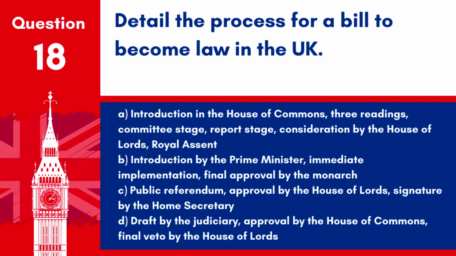Question 18. Detail the process for a bill to become law in the UK. A. Introduction in the House of Commons, 3 readings, committee stage, report stage, consideration by the House of Lords, royal assent. B. Introduction by the Prime Minister, immediate implementation, final approval by the monarch. C. Public referendum, approval by the House of Lords, signature by the Home Secretary. D. Draft by the Judiciary, approval by the House of Commons, final veto by the House of Lords.